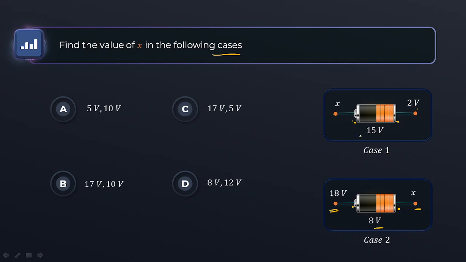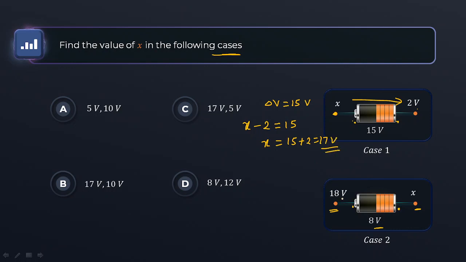So see here, in the first case, suppose this is x, and as we move from positive towards negative, delta V is how much? Potential difference is 15 volt. Can I say that delta V is nothing but positive minus negative? So x minus 2 equals 15. So x is 15 plus 2, that is 17 volt.